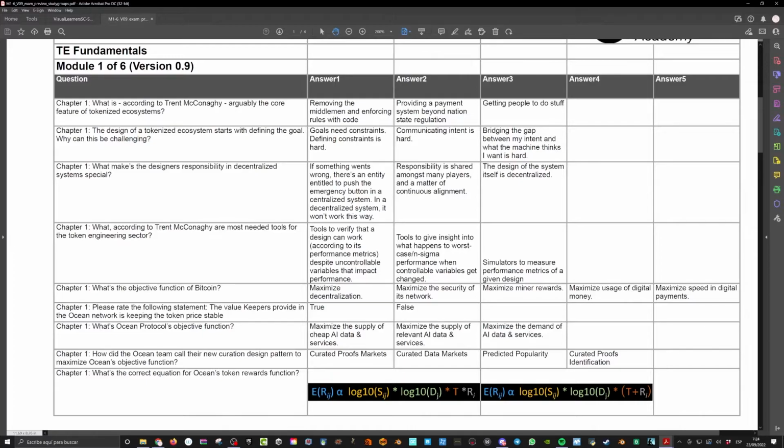Hibiscus cultivar, you're on for the next. What, according to Trent McConaughey, are the most needed tools for the token engineering sector?